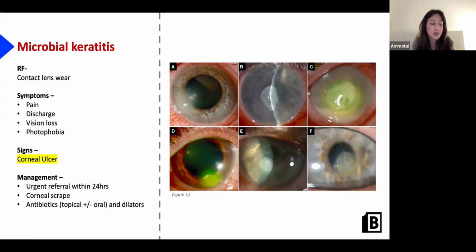Investigation into the type of species should be done with corneal scrapings, and a broad spectrum antibiotic should be started until the culture is identified. Cycloplegia, which we mentioned before, dilators, can be given for pain.